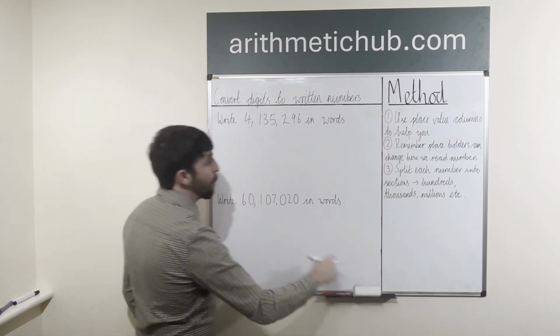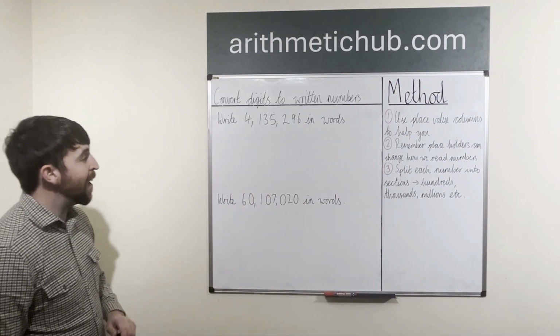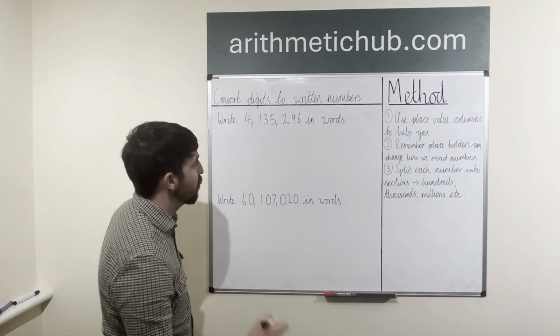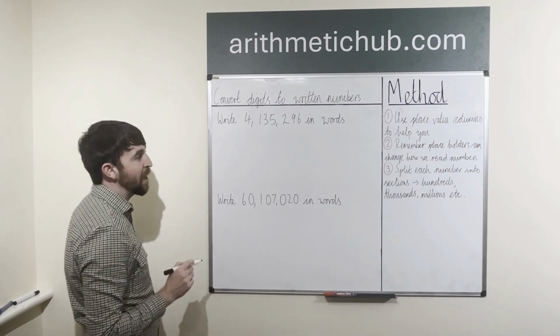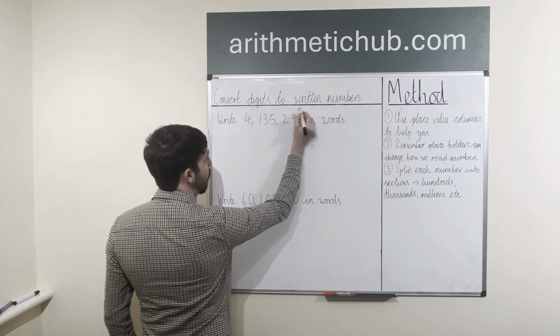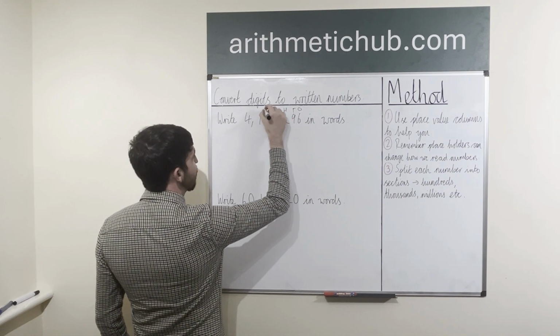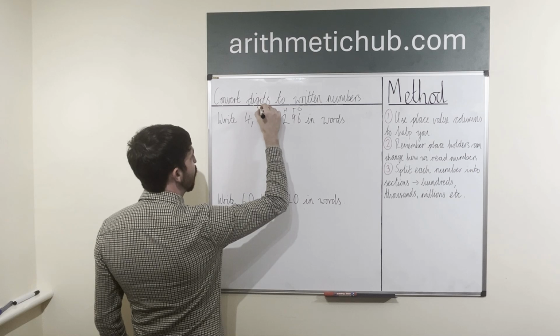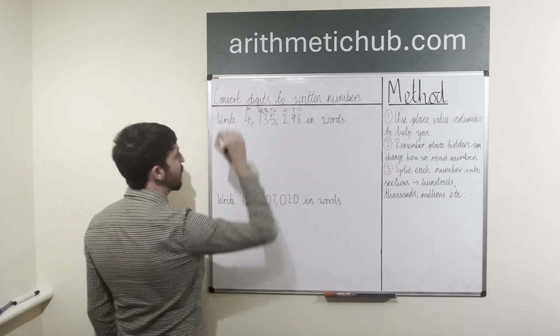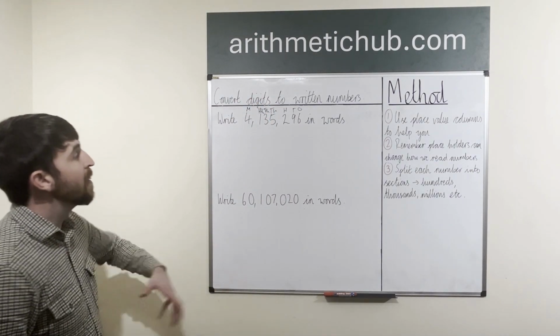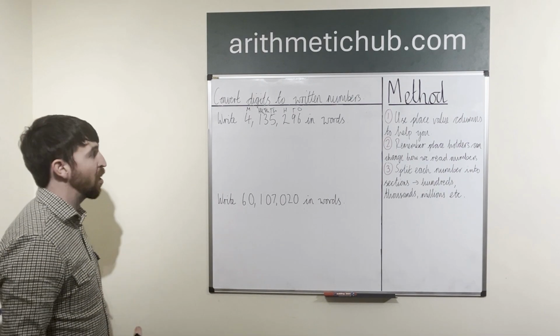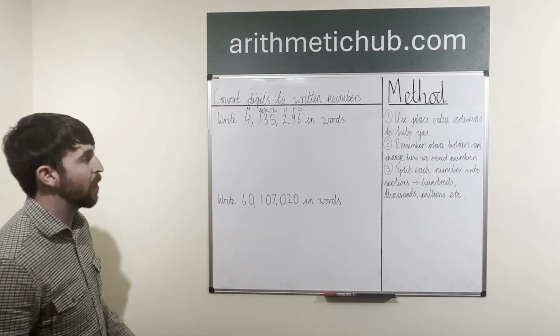Okay, so let's have a look at the question. Write 4,135,296 in words. I'm going to use place value columns to help me out first. I'm going to put my ones, tens, hundreds, thousands, 10,000s, 100,000s, and millions over the top of this. Okay? Now I know which column each of these digits is going to be in, okay?